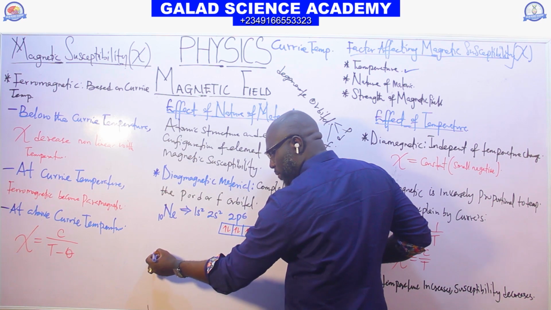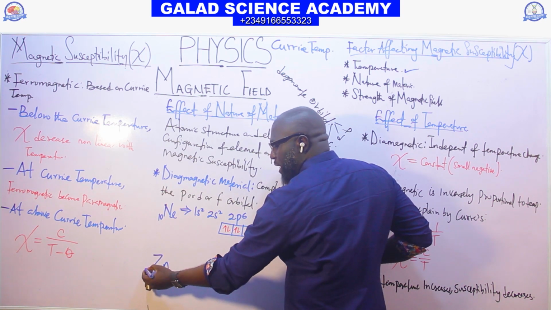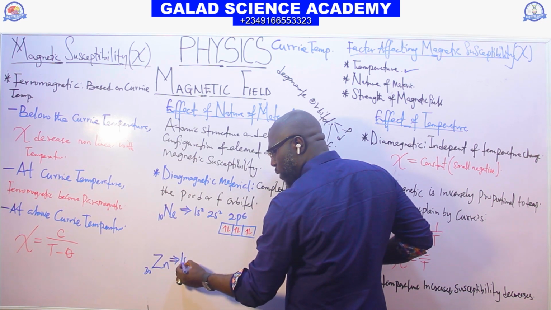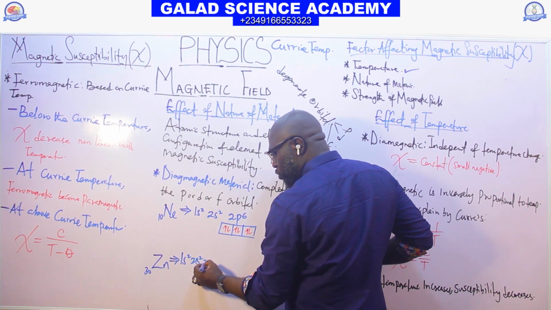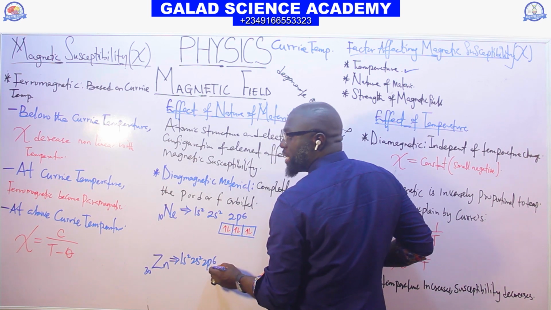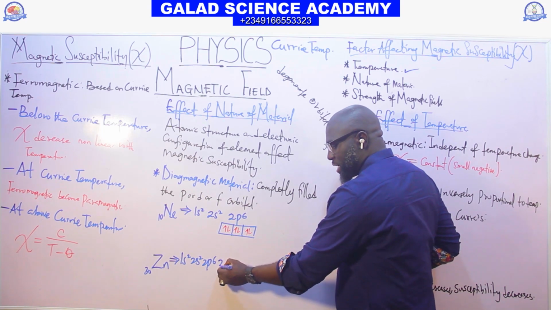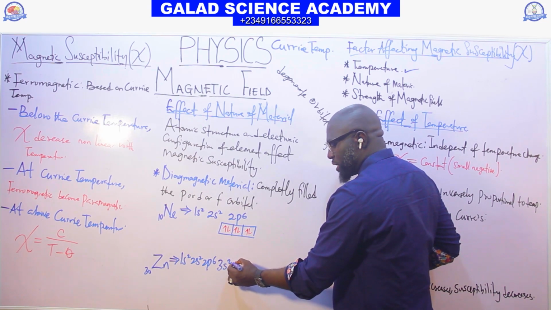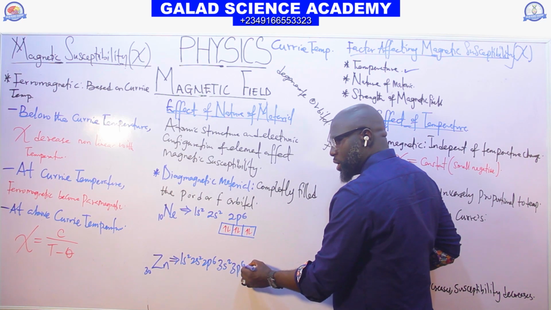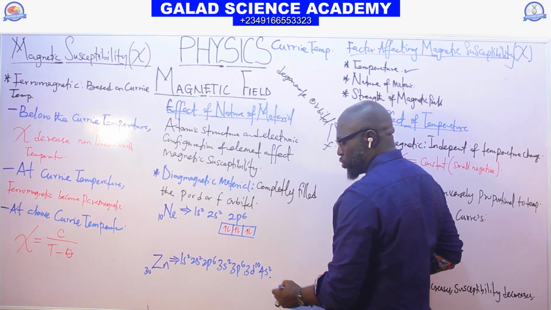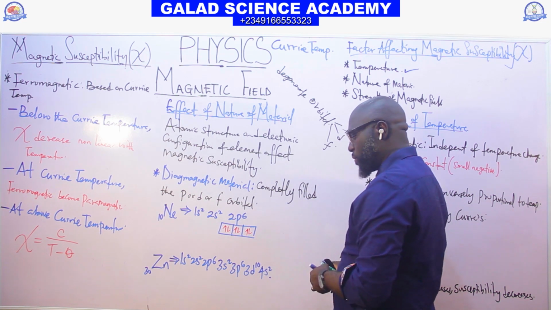The second example of a diamagnetic element, we can also have zinc. Look at zinc with atomic number 30. The configuration for zinc is 1s2, 2s2, 2p6, we have 3s2, we have 3p6, we have 3d10, and we have 4s2.